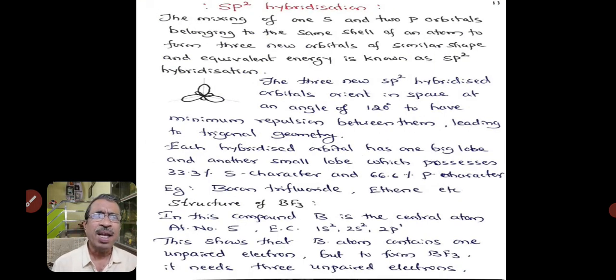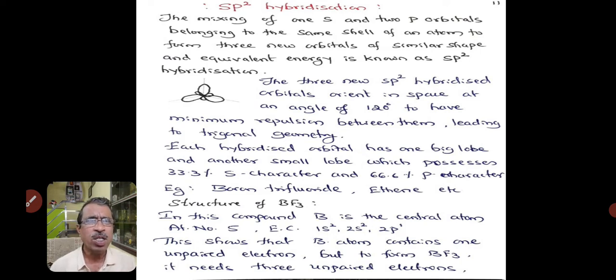Coming to the next one, sp2 hybridization. The mixing of 1s and 2p orbitals belonging to the same shell of an atom to form 3 new orbitals of similar shape and equivalent energy is known as sp2 hybridization. The 3 new sp2 hybridized orbitals orient in space at an angle of 120 degrees to have minimum repulsion between them, leading to trigonal geometry.